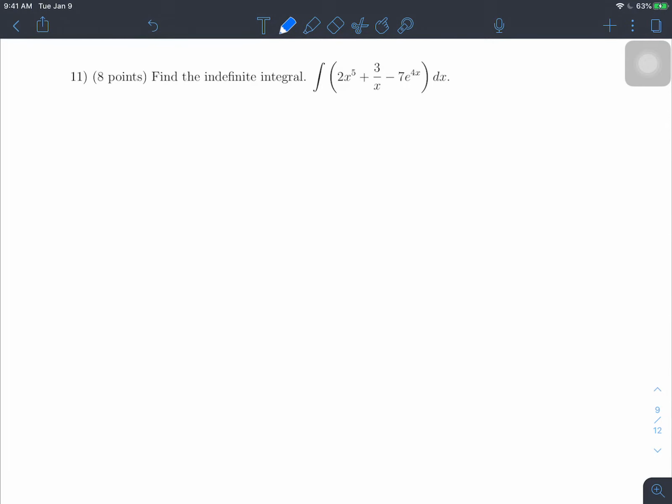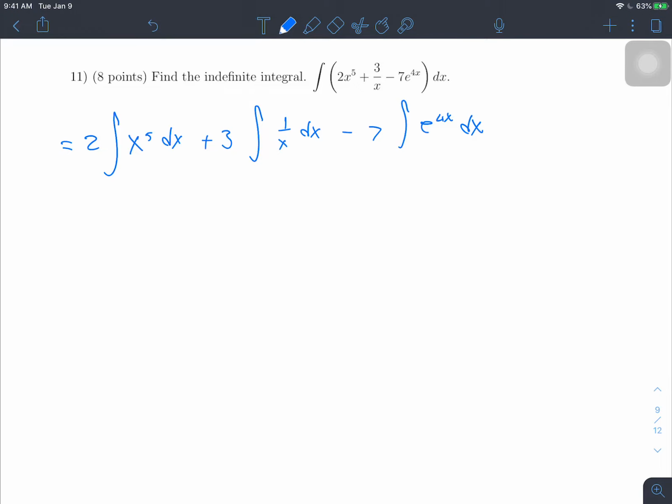And now we have this next problem, pretty standard integration here. We want to find the indefinite integral. We've got 2x to the 5th plus 3 over x minus 7e to the 4x. First things first, I'm going to use the constant rule and the sum rule to split this up. 2 times the integral of x to the 5th dx plus 3 times the integral of 1 over x dx minus 7 times the integral of e to the 4x dx.